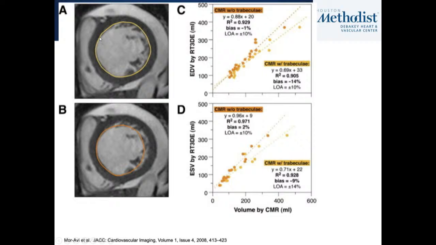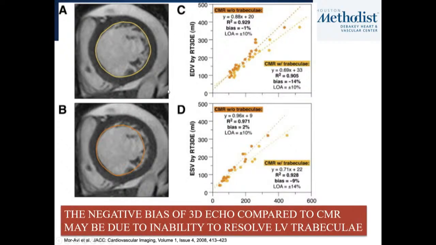So for you to really get good agreement with MRI and echo, you have to trace as far as you can. You have to make sure there's no foreshortening. Even with that, you still have to recognize that some variability will be there, particularly in large hearts, so keep those in mind.